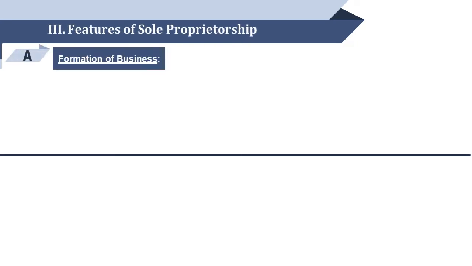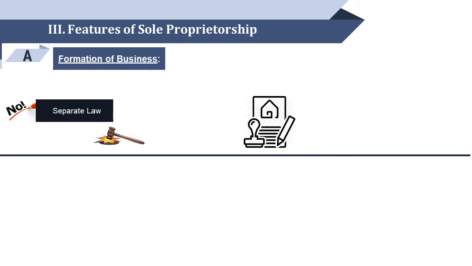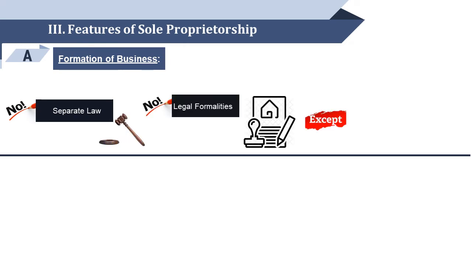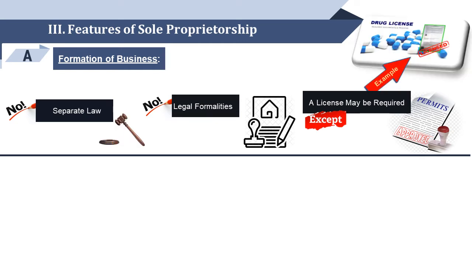Now let us learn the features of sole proprietorship. The first one is formation of business. Here there is no separate law that governs sole proprietorship. There are no legal formalities to start a business, except in some cases a license may be required for the sale of specific products. For example, anyone can start a beauty parlor, but a chemist will need a drug license to start his business.